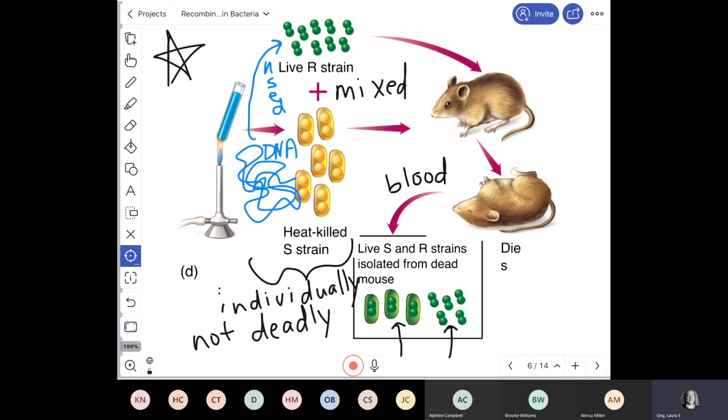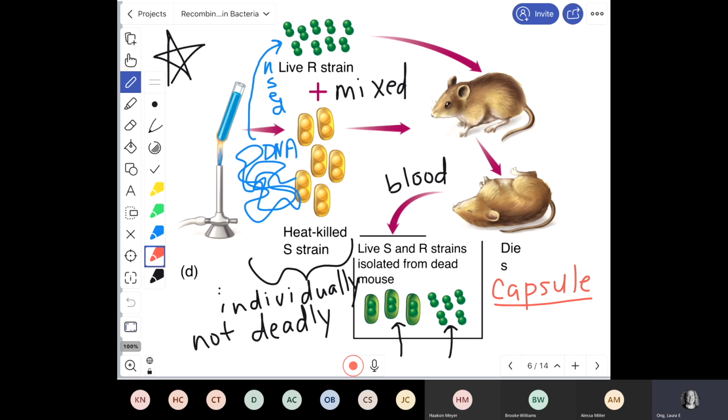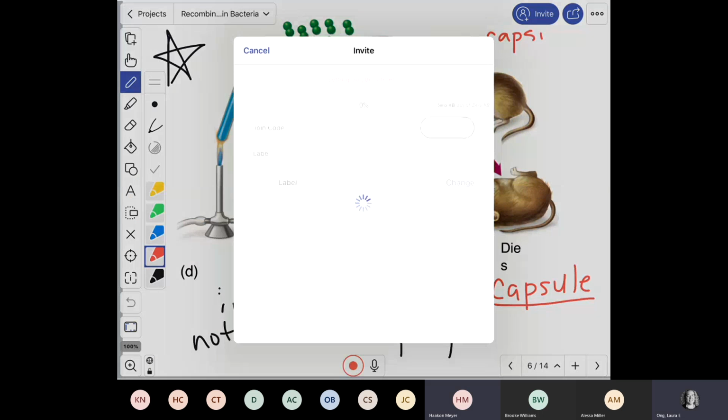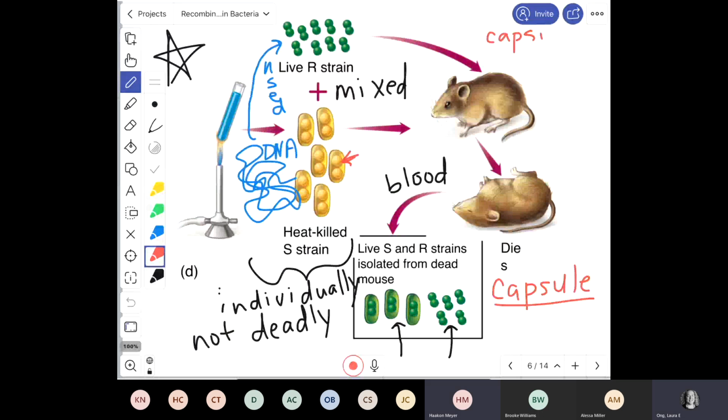What gene are they getting? The capsid gene. Capsule, yeah. I'm so glad that you said that, actually, because that's going to come up on this test. Capsule is the structure around the bacteria. Capsid is the structure around what? The virus, right?